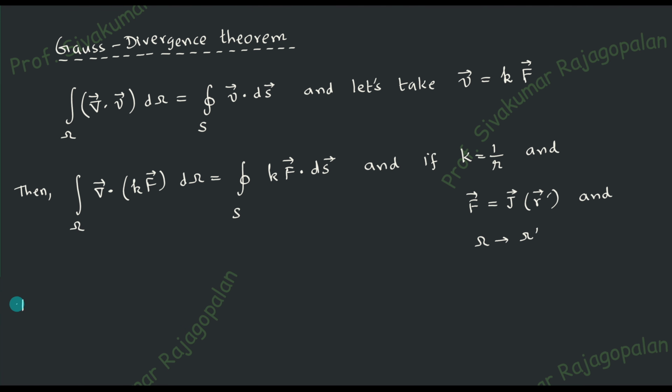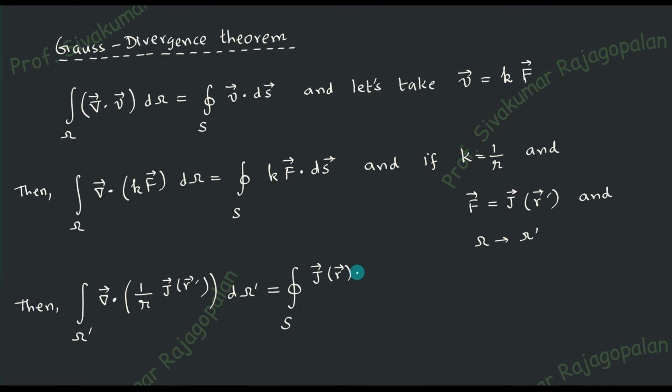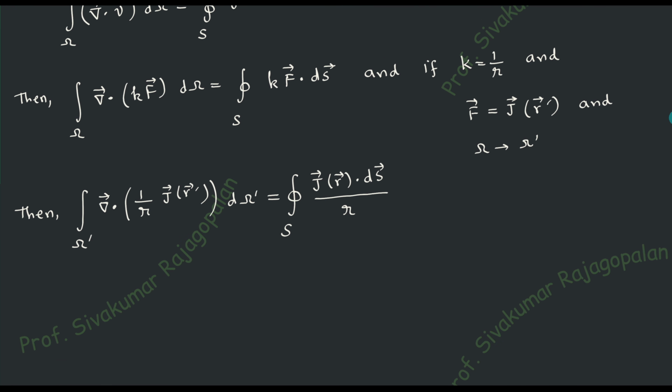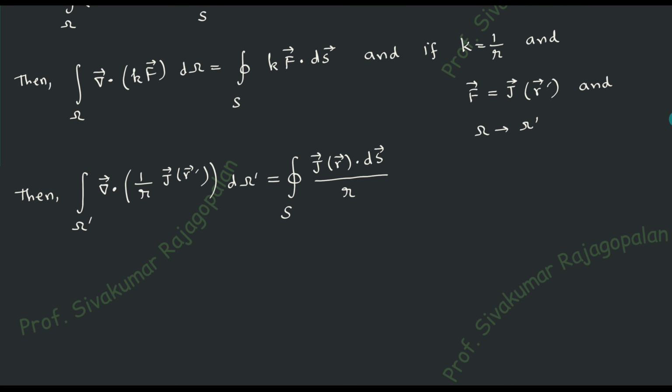So whatever we identified in the expression, we are going to substitute now. So k is nothing but 1 over r. So you put a 1 over r here. Then capital F is capital J. So that would be equal to the closed surface integral of J of r prime dot ds divided by script r. Of course, script r is a scalar. Now we are going to interpret what is the meaning of this.